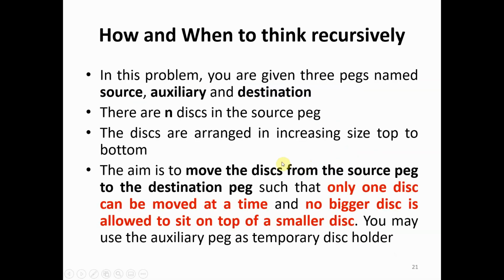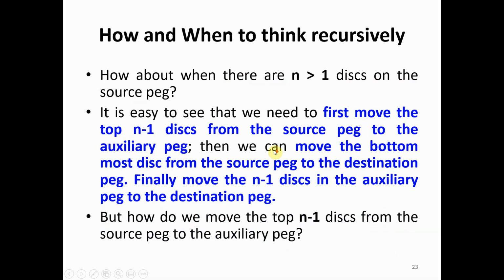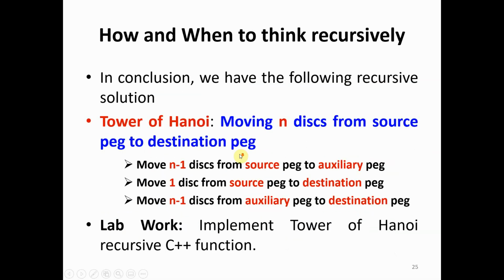So this can be done, I'm just gonna skip this one. This can be done in 3 different steps. Move the first n minus 1 disks from source to the auxiliary pole, peg, or rod, and then move the last disk from source to destination, and move the n minus 1 disks from auxiliary to destination.